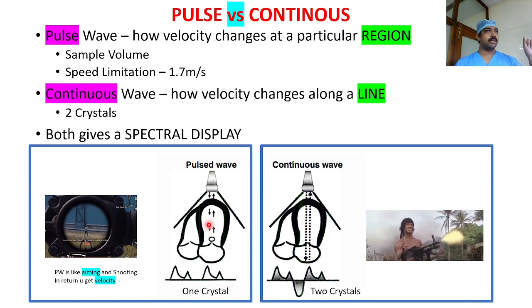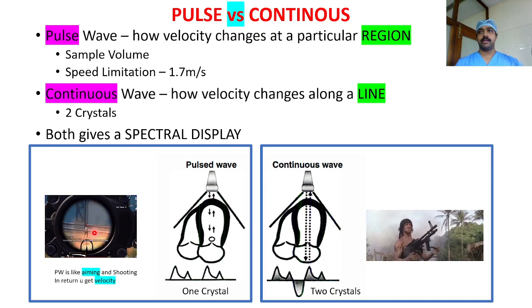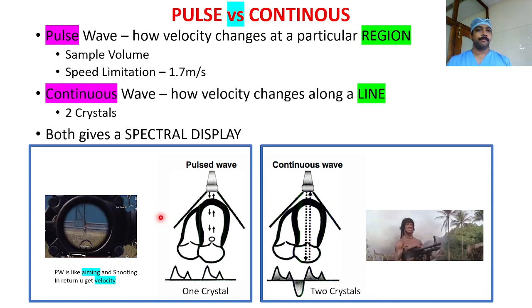That is, only one crystal will be sending the signal, and the same crystal will be receiving back the signal. So it's like aiming with a gun, pointing and then shooting, and after shooting you will get a reflected frequency, and from that you can determine the velocity.